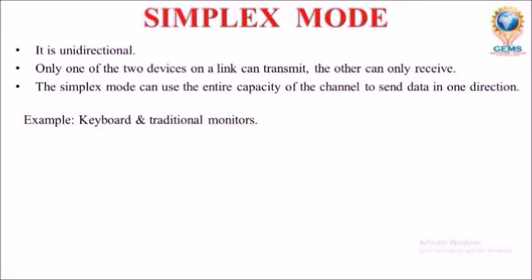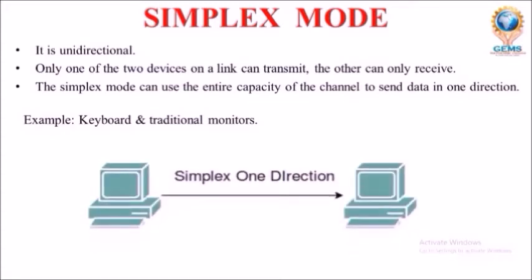To explain this in a good way, let's have a figure here, right? So this is the sender and this is the receiver. The sender only sends the message and the receiver can only receive the message. The entire capacity will be used to send from one place to another. Suppose this is computer A and this is computer B. A will always be the sender and B will always be the receiver, right?